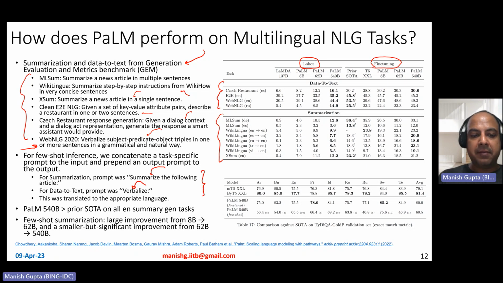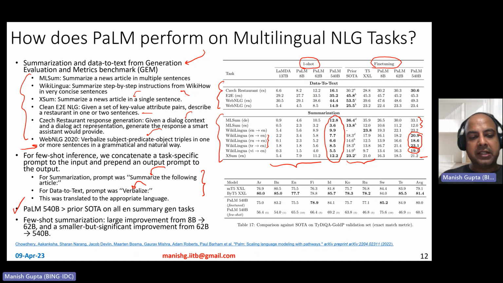So what is observed is that PaLM 540 billion is actually better than prior state of the art on all English summary generation tasks. If you look at this one, the zero-shot model is actually better than all of those prior LaMDA models. In fact, on English summarization tasks, the PaLM model is better compared to any prior state of the art or the T5 model also. On others, it is comparable and sometimes slightly worse, but at least on English summary generation tasks, the PaLM model leads to really state-of-the-art results.